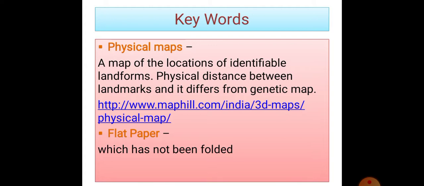Now what do you mean by flat paper? Flat paper, paper will be flat, is that what it means? Yes, a paper which is not folded is a flat paper. You can see it.